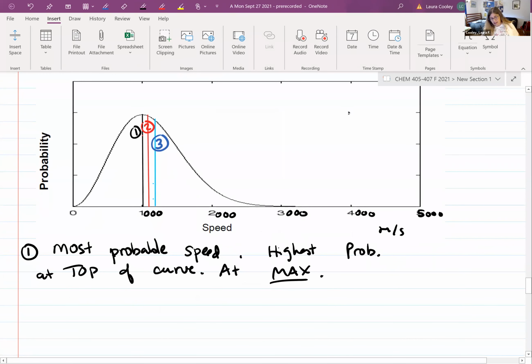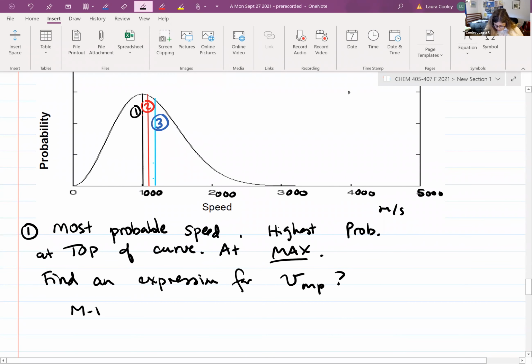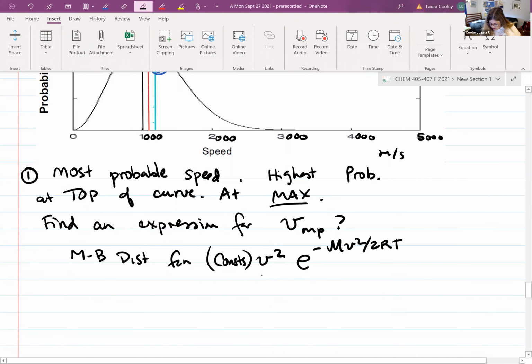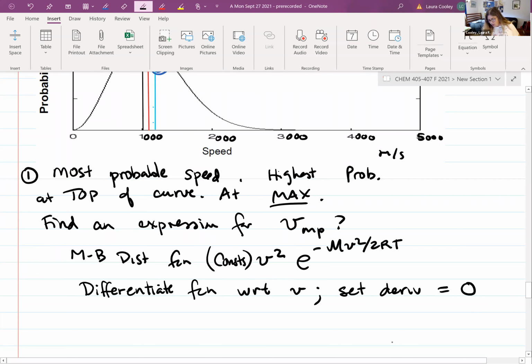And in fact, since it's at the maximum, how would you find an expression for this V most probable? What you could do is take the Maxwell Boltzmann distribution function, a bunch of constants times V squared e to the minus mV squared over 2RT, and differentiate it. You're going to find an extreme point. Differentiate this function with respect to V, of course. And then you'll set that derivative equal to 0. Now, when you differentiate this, it's constants times the derivative of this function, and this function is a product, so you'd have to use the product rule.